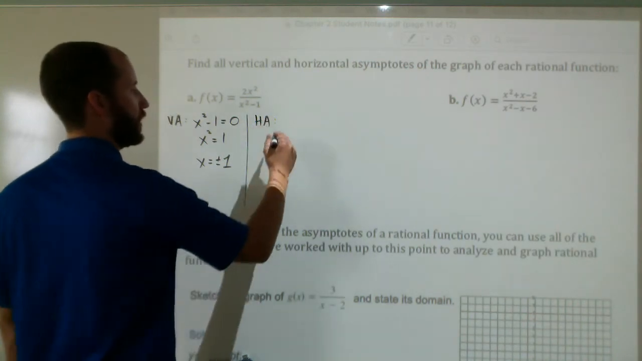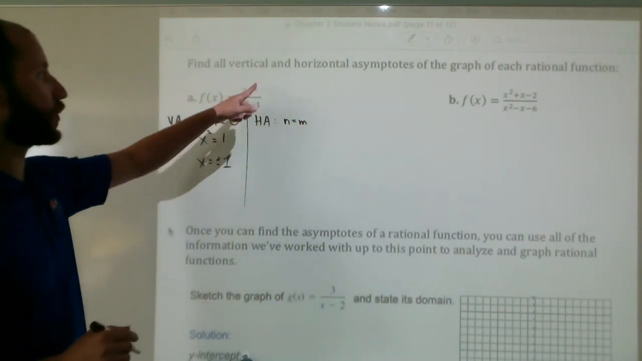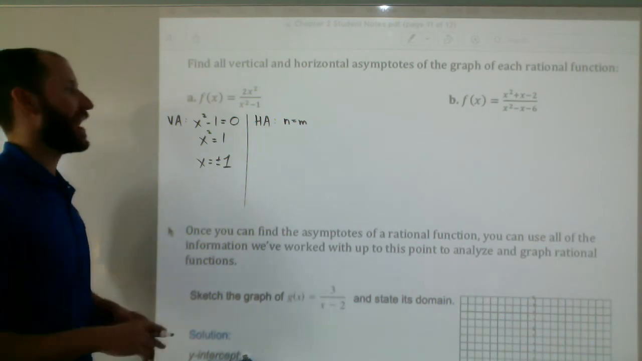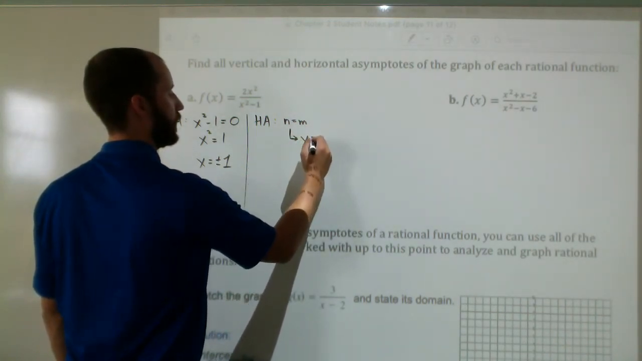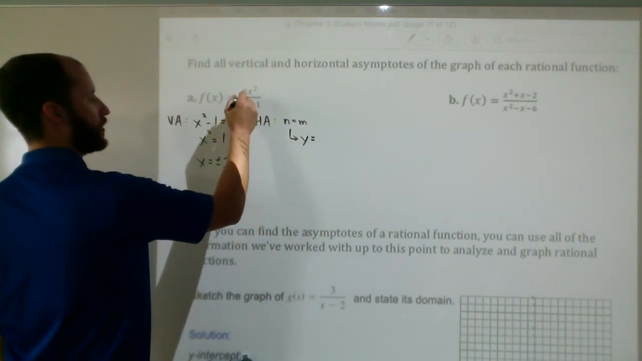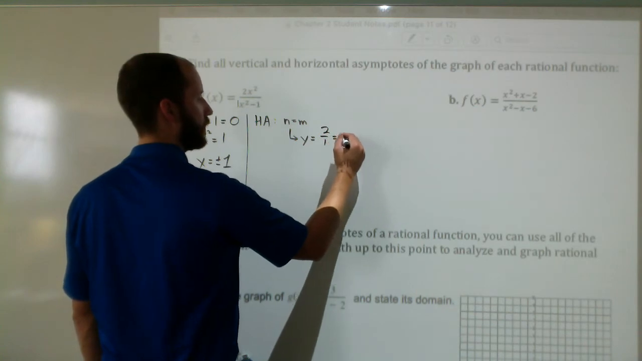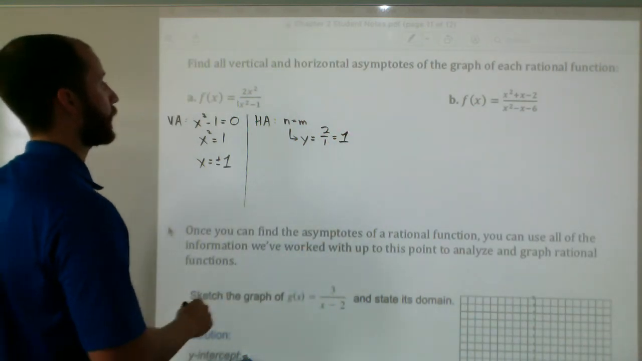Horizontal asymptotes. Now n is equal to m. We have squared over squared. So that means we're going to have a ratio of the leading coefficients. We have a leading coefficient on the top of 2. We have a leading coefficient on the bottom of 1. We get a horizontal asymptote of 2.